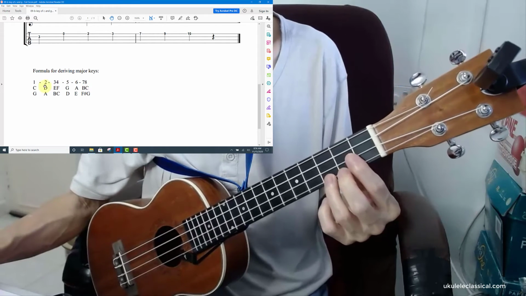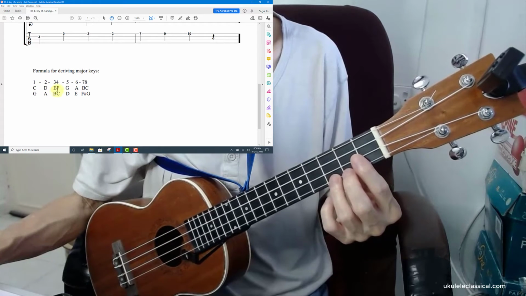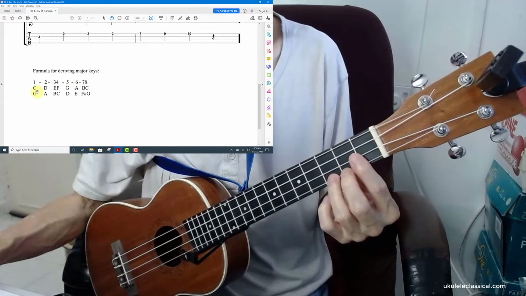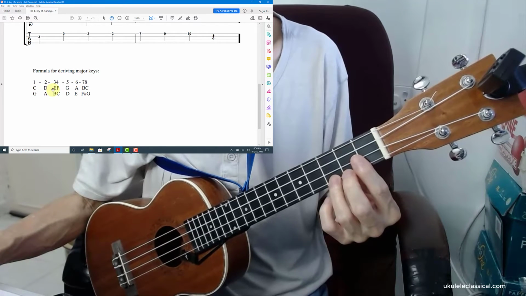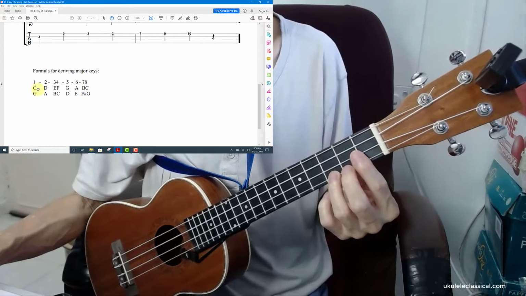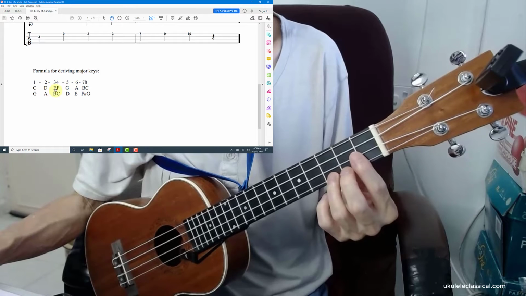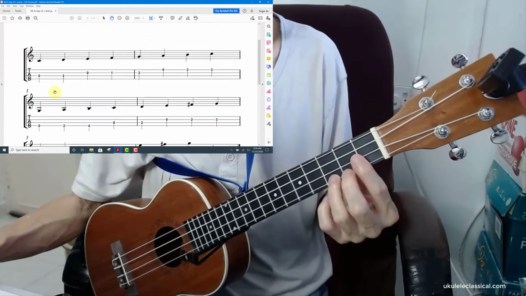So based on that, you can see that the key of C has natural semitones between E and F, and B and C. So the distance between C and D is a tone, D to E a tone, E to F a semitone, F to G a tone, G to A a tone, A to B a tone, B to C a semitone. So C naturally has this formula built in. Alright, so now we take a look at a different key.